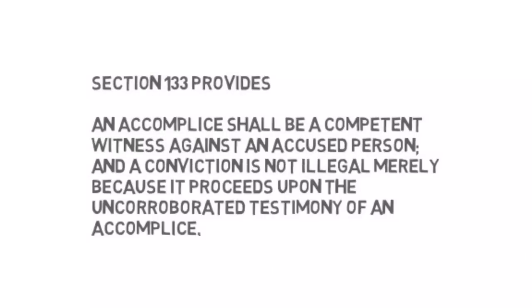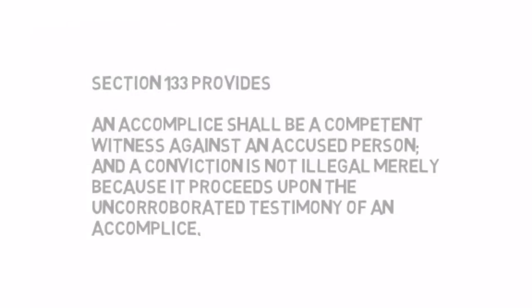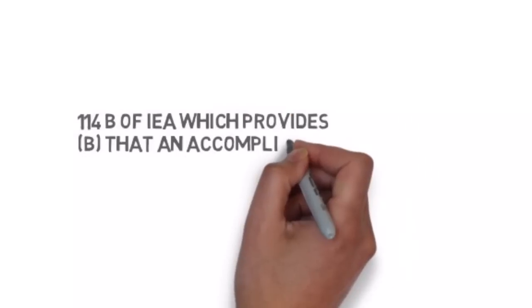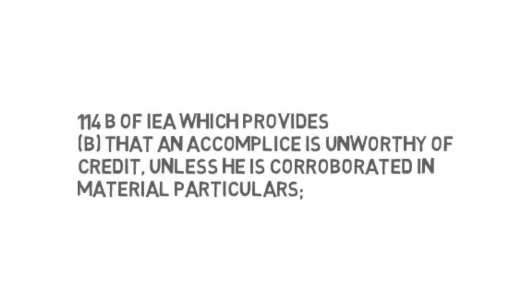Section 133 of the Indian Evidence Act provides that an accomplice shall be a competent witness against an accused person, and conviction is not illegal merely because it is based upon the uncorroborated testimony of an accomplice. And Section 114 Clause B provides that an accomplice is unworthy of credit unless he is corroborated in material particulars.